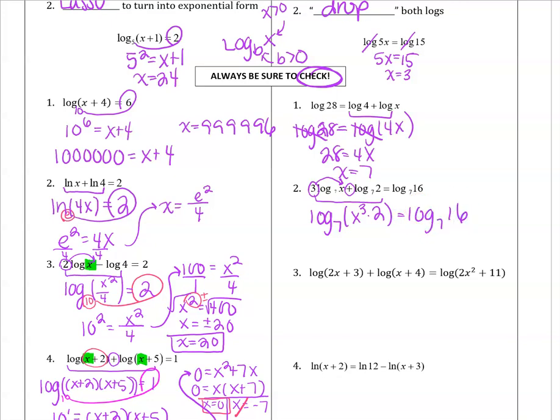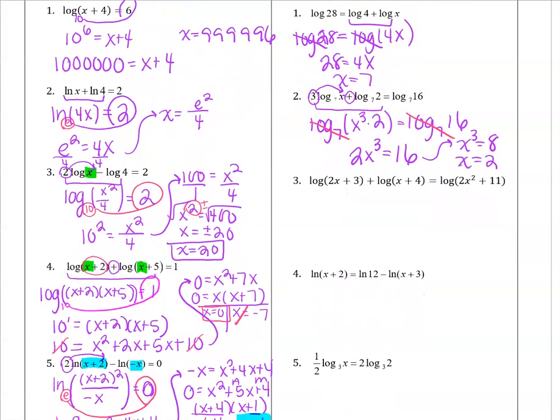Now each of these are log base 7, so those drop out. So I am ending up with 2x cubed equals 16, which means if I divide by 2, x cubed equals 8, so x must equal 2. Okay? Nothing I've had to reject so far. All my arguments would end up being positive.